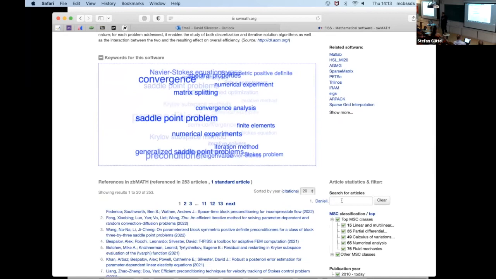That tells me that something good is happening. Because for everybody who actually cites IFISS, I'm sure there are 4 or 5 other people who can't be bothered. They're using it anyway. So try it with your software. How many hits do you get?